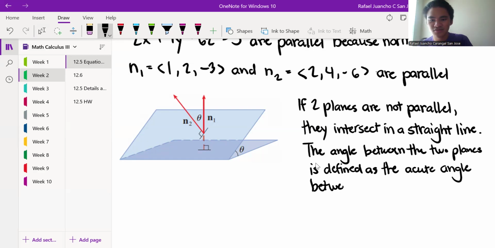Between normal vectors. So those two red lines. Between their normal vectors.